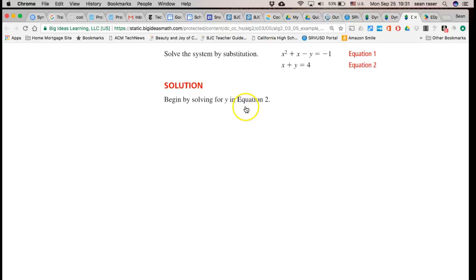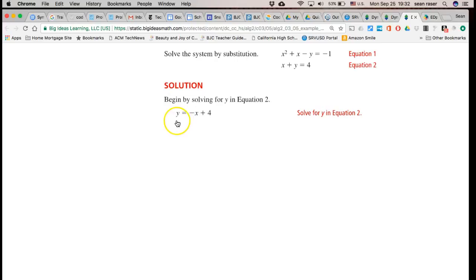If you have a choice, it's generally easier to solve for a variable that does not have an exponent. Here we notice that y is to the first power in both, so we're going to isolate y in our second equation. We just subtract x from both sides, which gives y equals negative x plus 4. We subtracted x and it moves over to the right hand side.